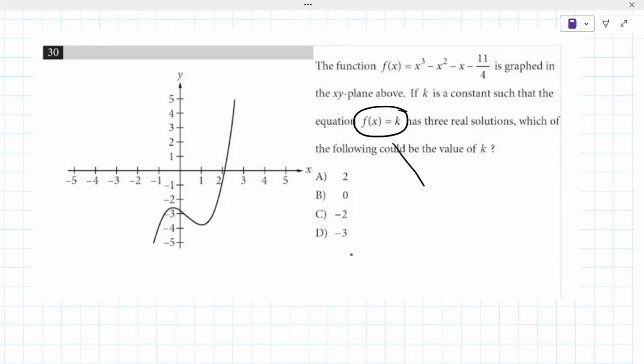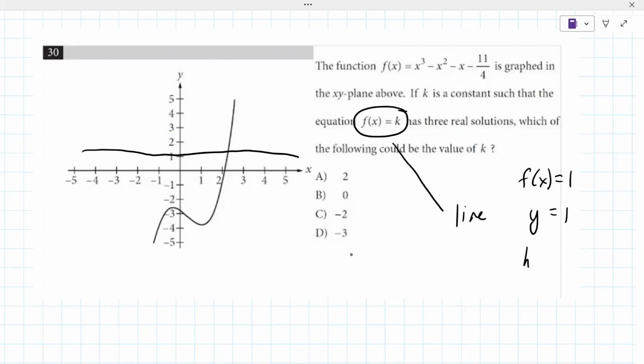What kind of a line is this? Like, let's say it's f of x equals 1 or y equals 1. What kind of a line is that? A straight line with a positive slope. The horizontal line. Oh, horizontal. So y equals a number is horizontal. This one has one solution. That's the hint. That horizontal line, like let's say letter E was 1, would not be correct. We want one that has 3 solutions.